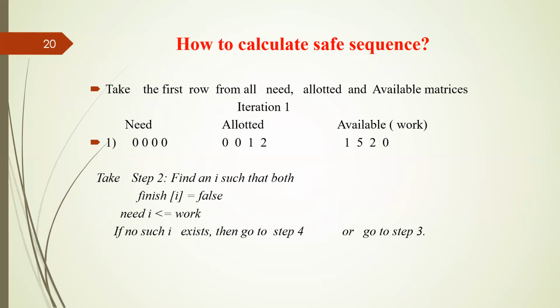Now calculate the safe sequence. Take the first row from all need, allotted, and available matrices. Then go to step 2. Step 2, find an i such that both finish i equal to false and need of i less than or equal to work. If no such i exists, then go to step 4; otherwise go to step 3.